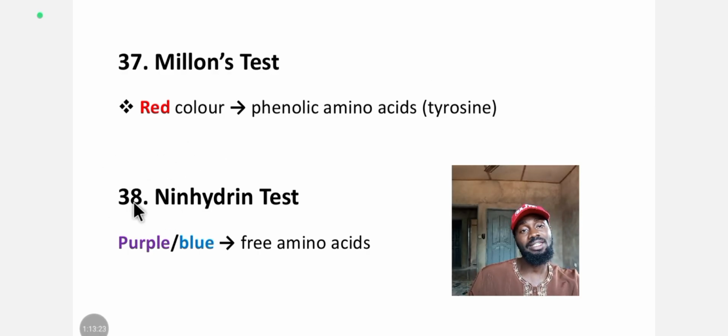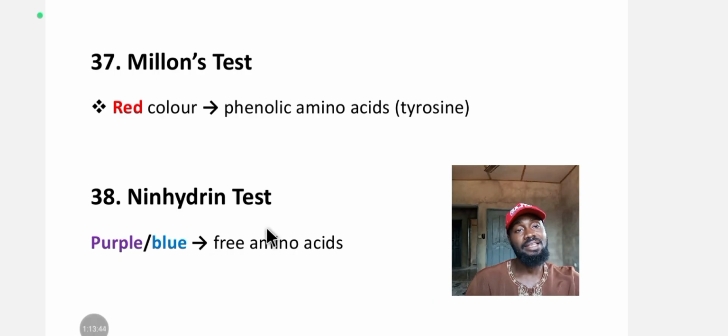So the next we have here is number 38, ninhydrin test. So this ninhydrin test, when you add the ninhydrin reagent to the solution in question, you are going to get purple or blue coloration, which indicates the presence of free amino acids.